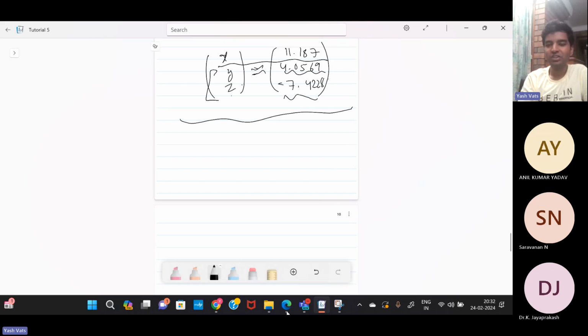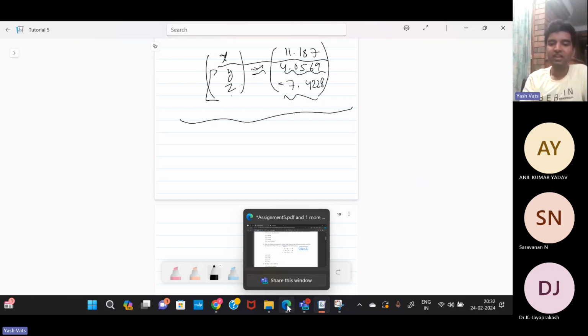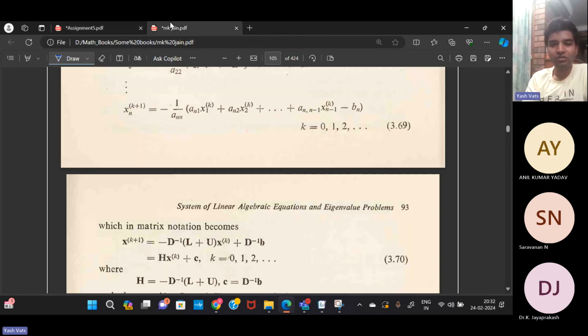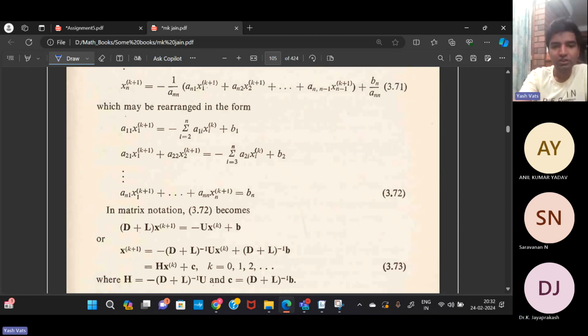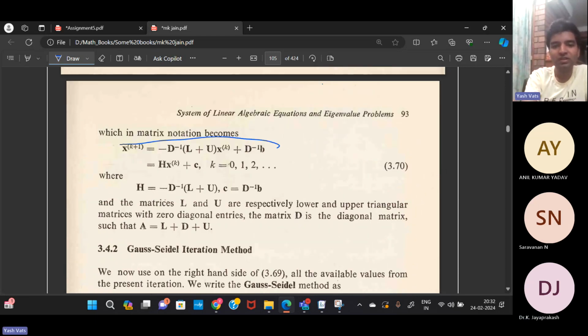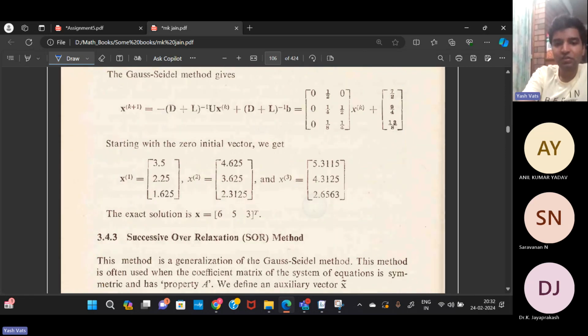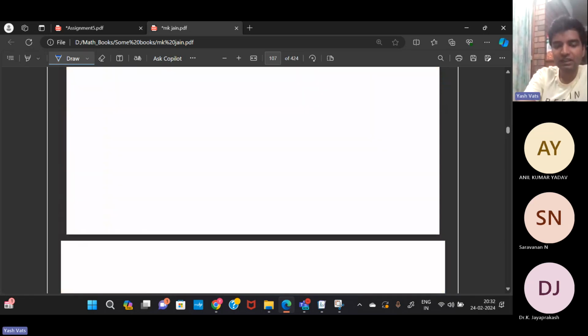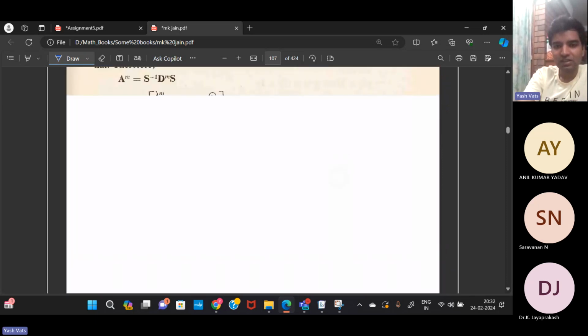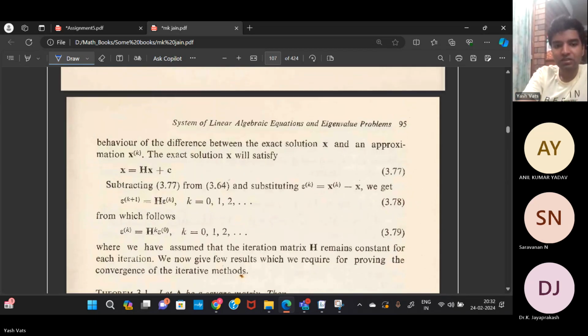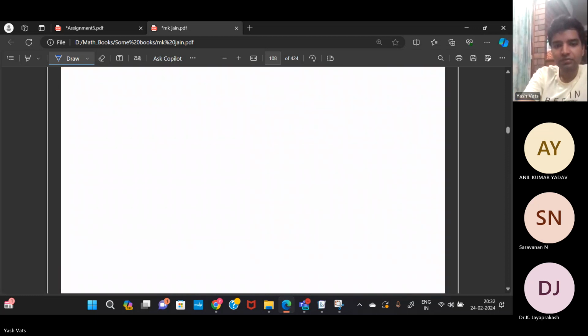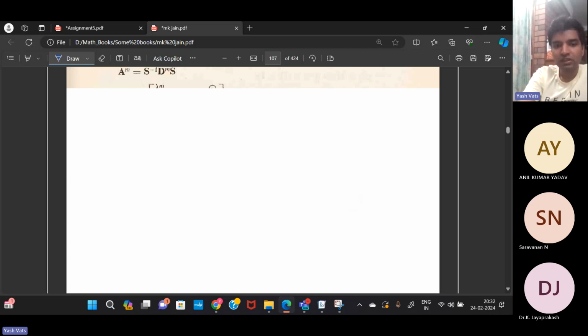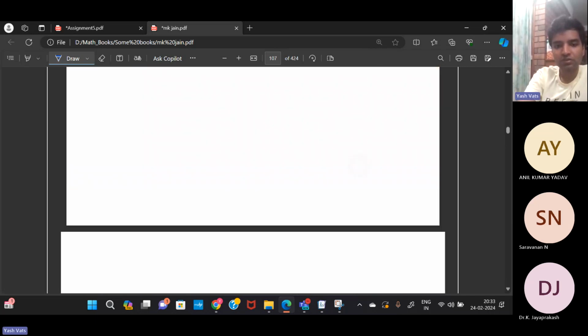So this method always converges because A is diagonally dominant, right? And there is a rule. Let me show you. So you can solve it like this also. This is also an easier way to solve these equations. But to check the convergence, you try to find out what is the H, and there is a formula which says that, wait a second, it takes time to come out.